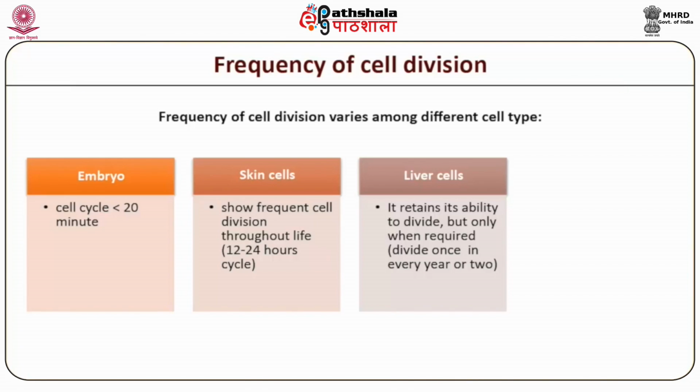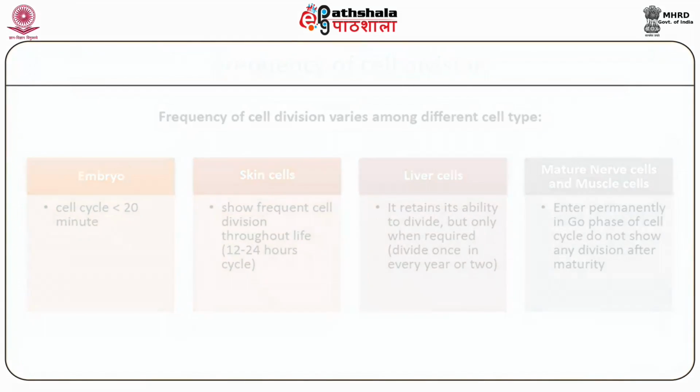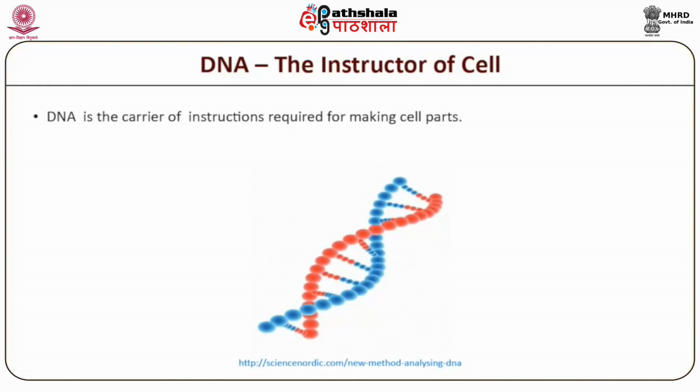Few of our cells, like mature muscle cells and nerve cells, permanently enter the G0 phase and stop dividing after maturity. Before going into detail on the cell cycle, knowledge about DNA, which is known as the instructor of the cell, and the chromosome, which is also known as the carrier of genetic information, is very essential. All the information required for making cell parts or a complete organism resides in DNA.